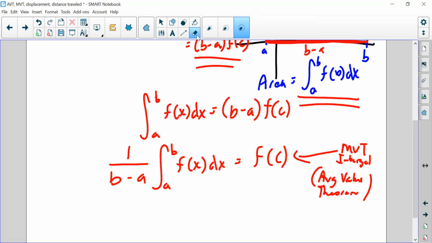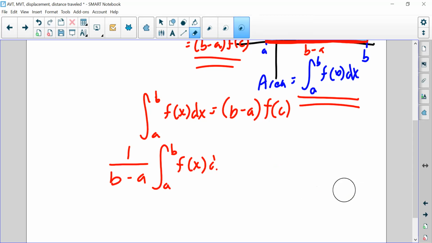Everybody good? Okay. I need more room again.